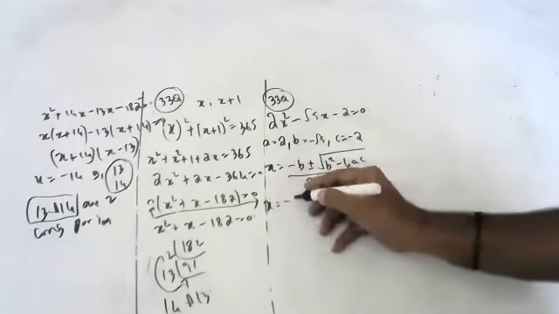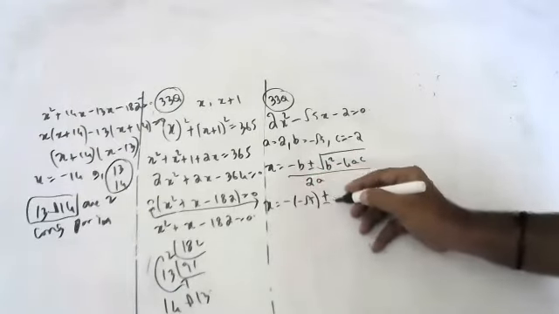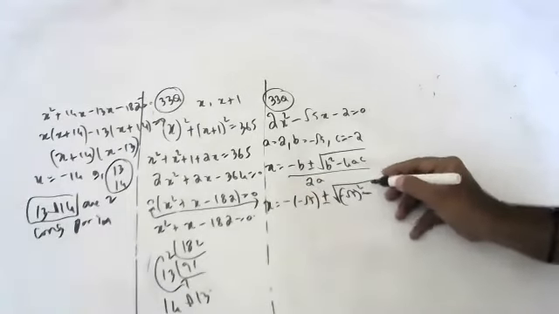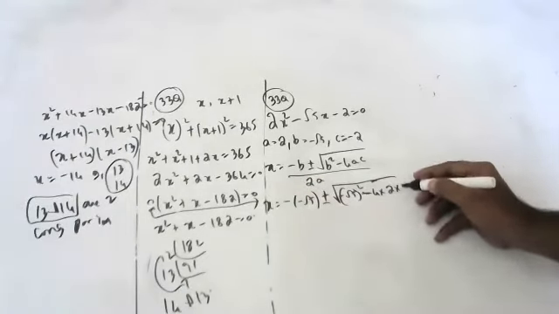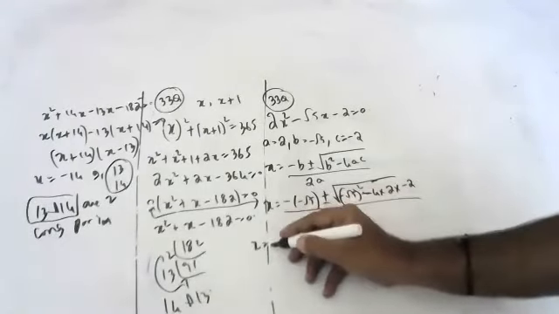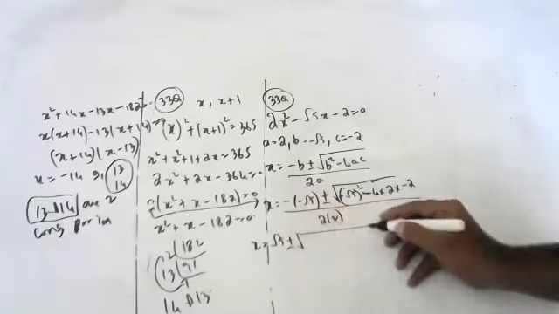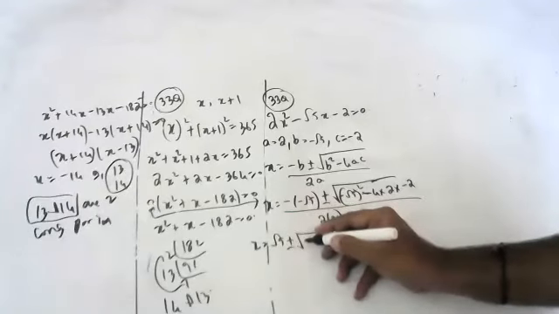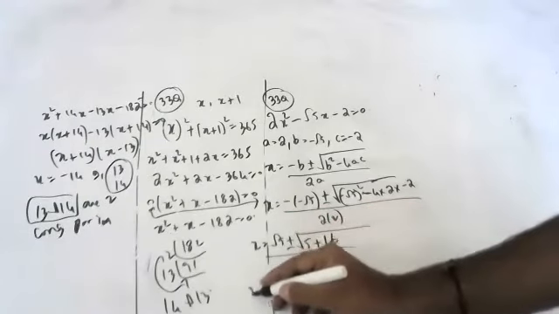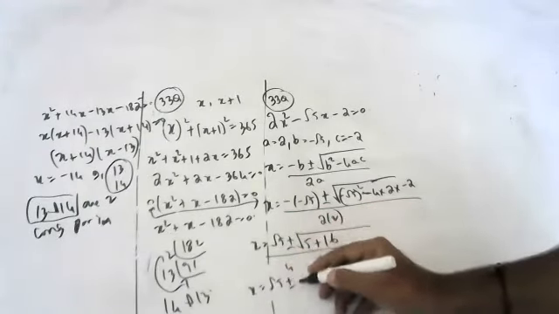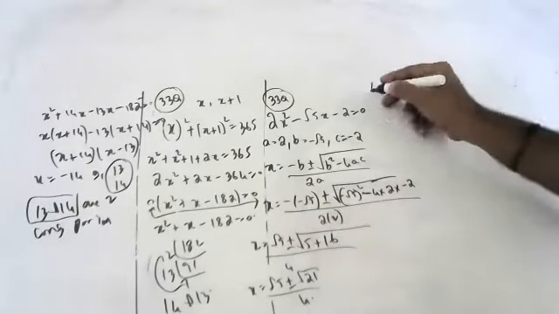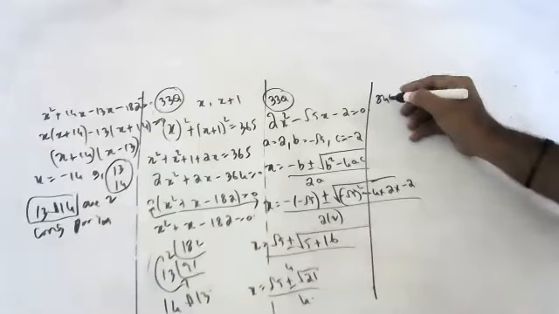x is equal to minus of minus root 5 plus or minus under root of (root 5) whole square minus 4 into 2 into minus 2, by 2 into 2. So x is equal to root 5 plus or minus under root of 5 plus 16, by 4. x is equal to root 5 plus or minus root 21 by 4. So one is plus and one is minus, children. That's all.